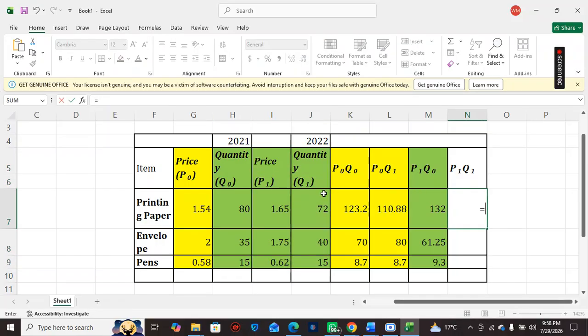Yes. So printing paper, the price 1.65, the quantity 72. All right. Envelopes price in 2022 is 1.75. The quantity in 2022 is 40. Pens price 0.62, quantity 15 here, 9.3.